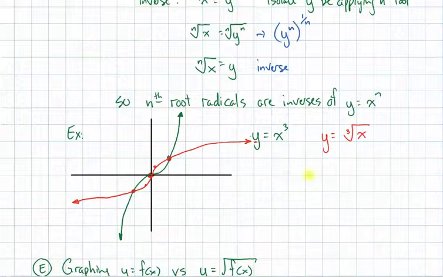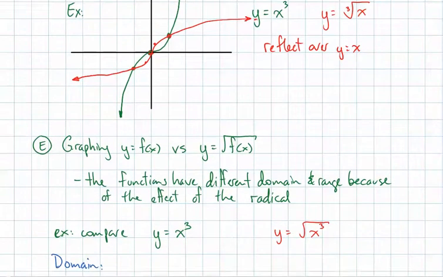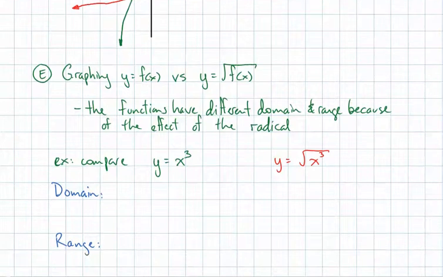A reflection over y equals x, which is an inverse. So inverse knowledge coming into play. Moving on, how to graph y equals f of x versus y equals the square root of f of x for whatever f of x is. These are a little tricky, because we're going to have different domain and range due to the effect of the radical symbol.